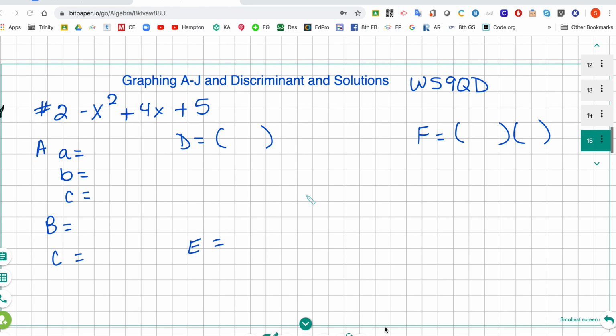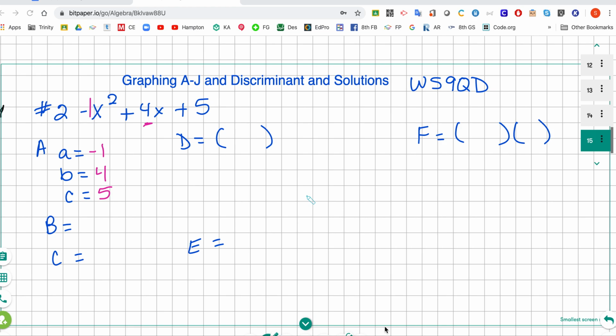Right, we're going to use A through J in order to graph this quadratic. So the first thing that we're going to do is go ahead and find our A. A is -1. It's the coefficient of the x squared. B is 4. It's the coefficient of the x. C is 5.